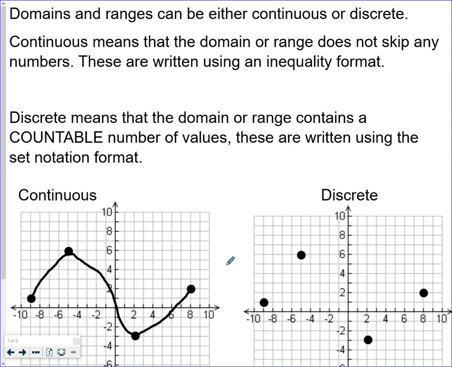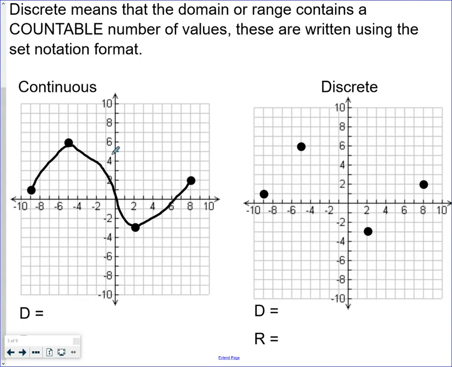So one thing about these domain and ranges, if we take the last two we did, is that sometimes they're what are called continuous and sometimes they're what are called discrete. So continuous means there's a line connecting the dots of the graph. It means that the domain and range does not skip any numbers inside the boundary. Discrete means that on a graph, it's just a series of dots. The domain and range doesn't contain the in-between points, it's just a series of specific values that we're using. So you have a countable number of points.